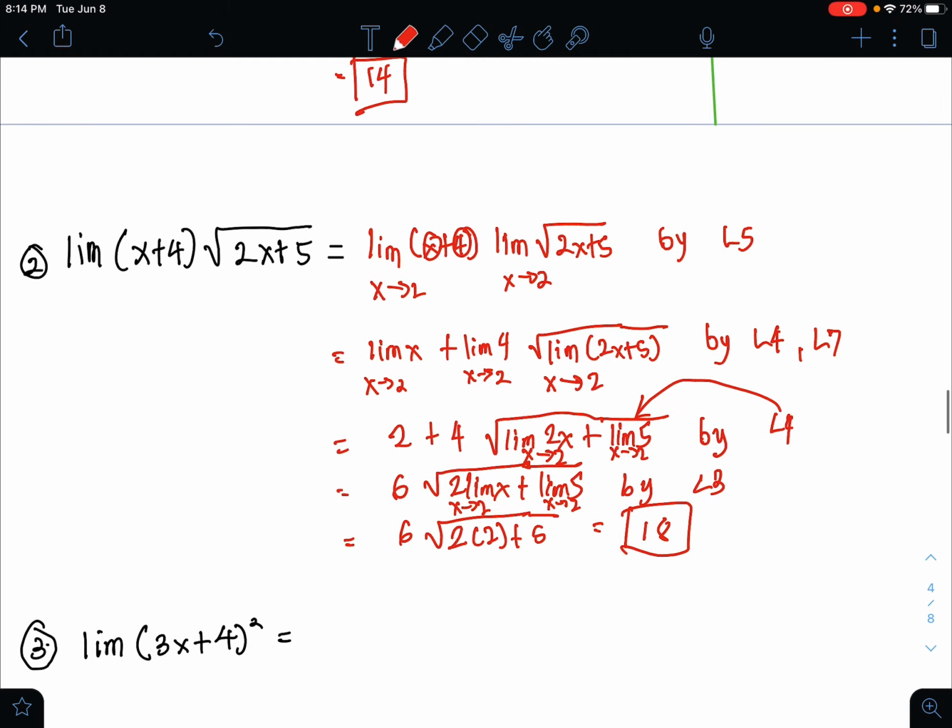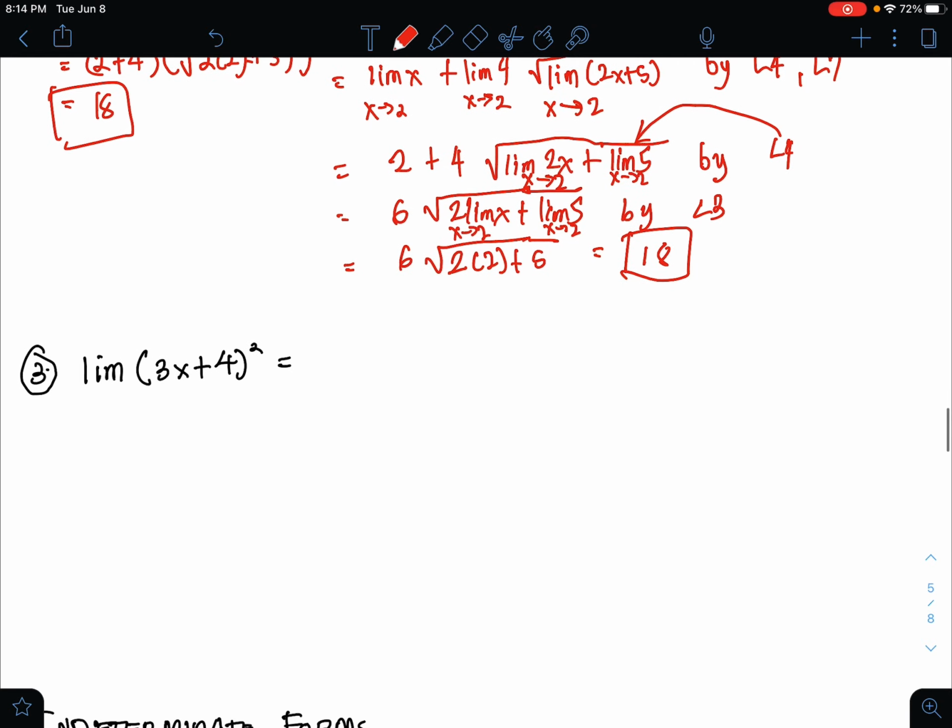So, what if we just do direct substitution? If we use direct substitution, it would be equal to 2 plus 4 times the square root of 2 times 2 plus 5. We arrive at the same answer, no? It is the same here. So the final answer is still 18. Okay?